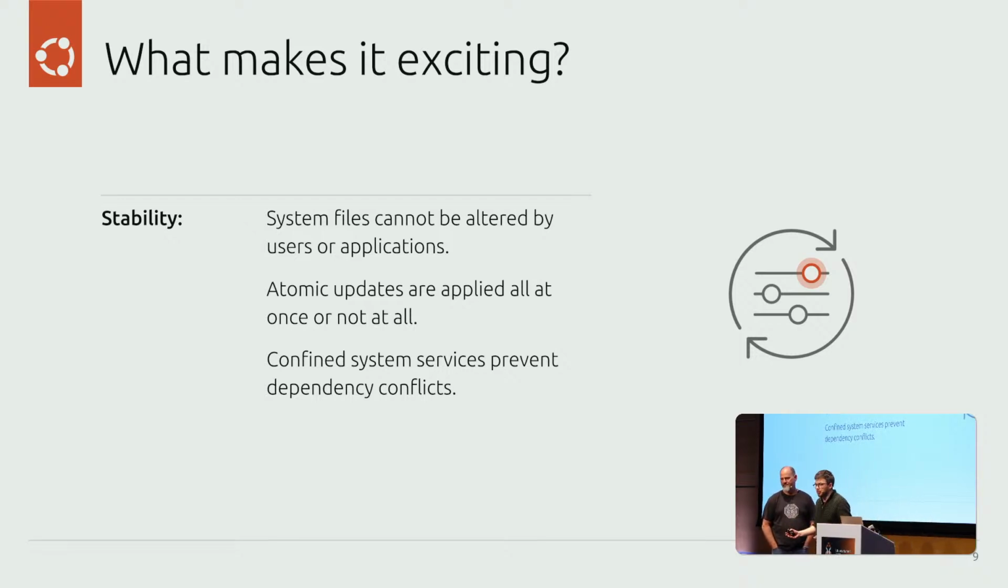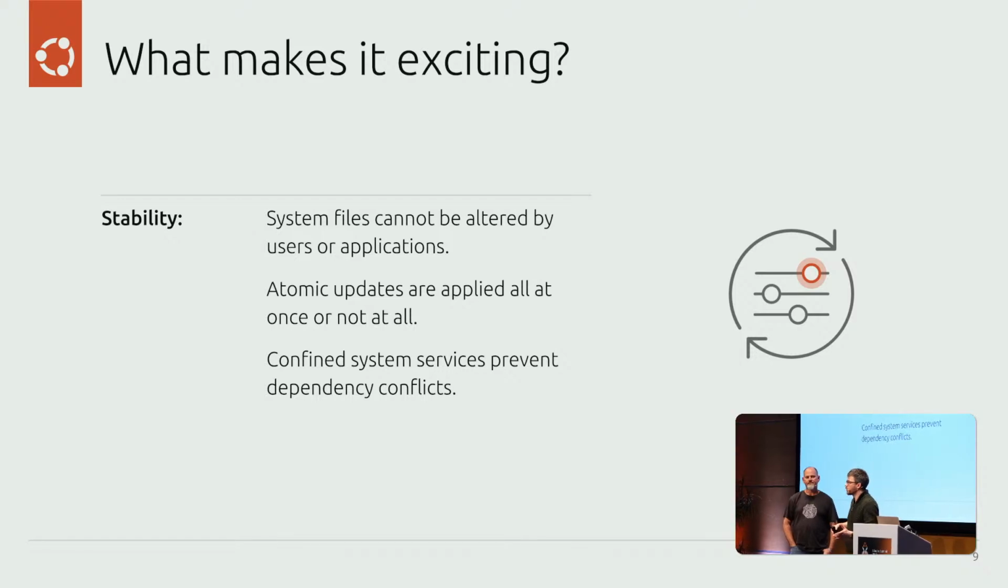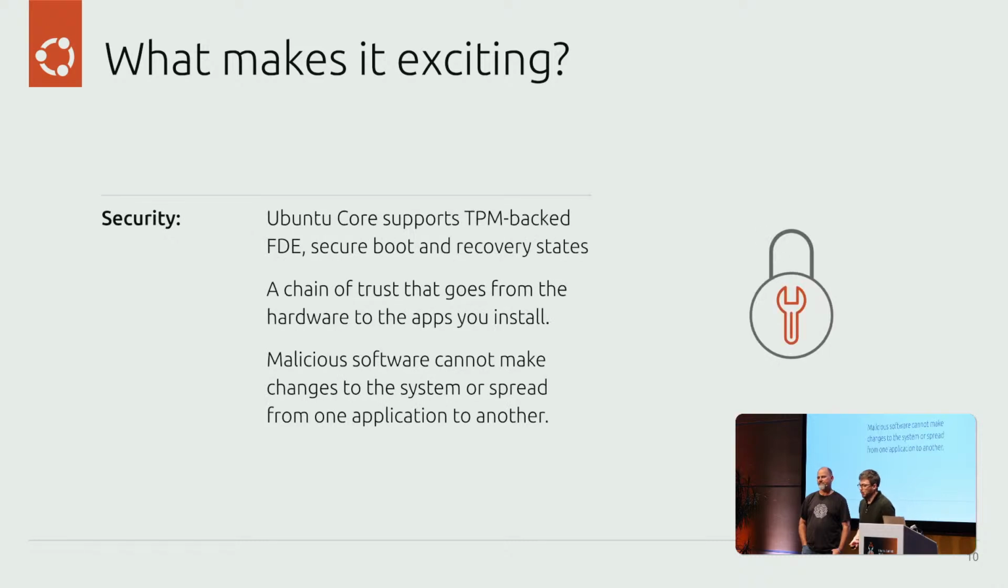Obviously, the stability is hugely important, and I think this is a big factor of both quality and accessibility when it comes to helping users get to grips with Linux. Our atomic updates mean that you either apply your update all at once or not at all, so you don't end up with this sort of partially updated state and have to go back and unpick those. And obviously, because they're snaps, because they're confined, because they bundle their dependencies, you don't have to worry about conflicts when you're installing different levels of software.